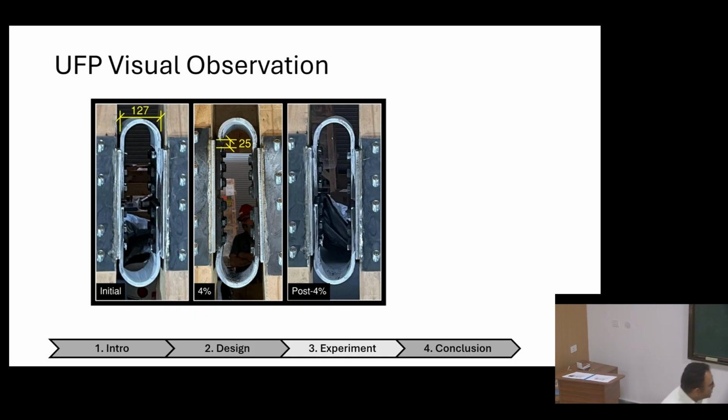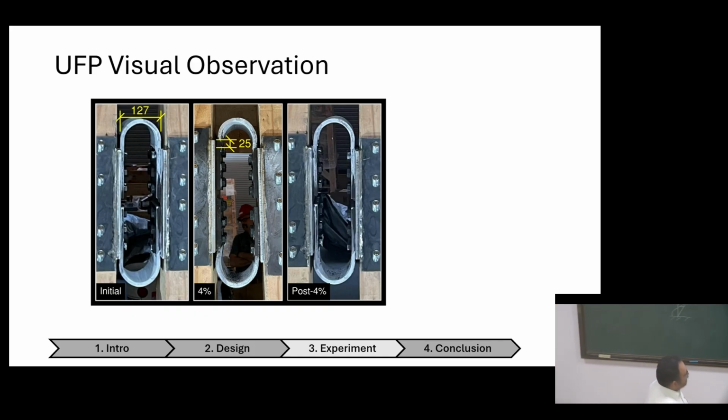UFP visual observation, you can see some milling here at 4%. This is initial, no damages, but here you can see some turning, yielding, and scale milling of the steel. And post 4%, you can see more damages and opening of the UFPs, or U-shaped flexure plates.